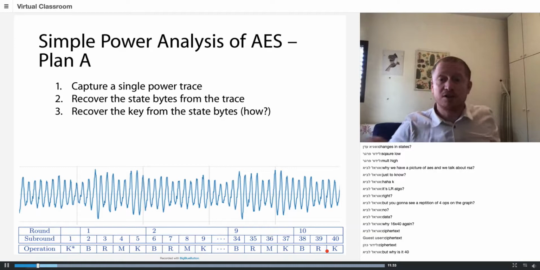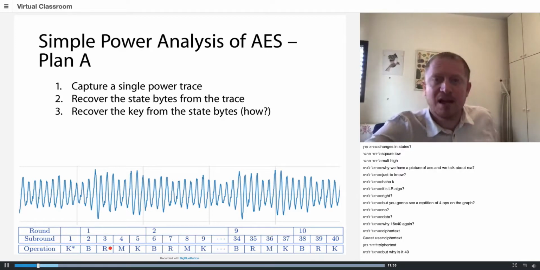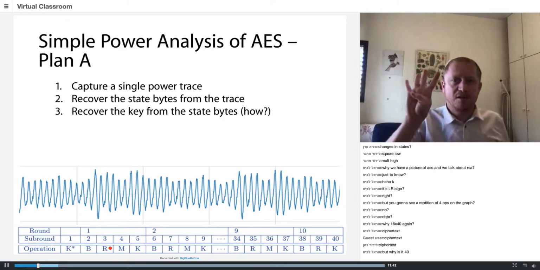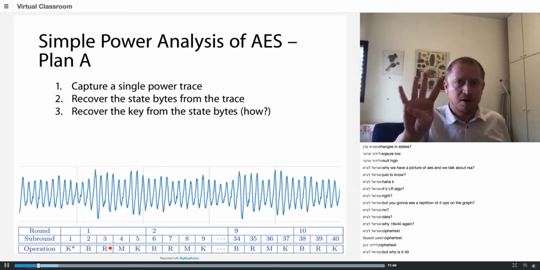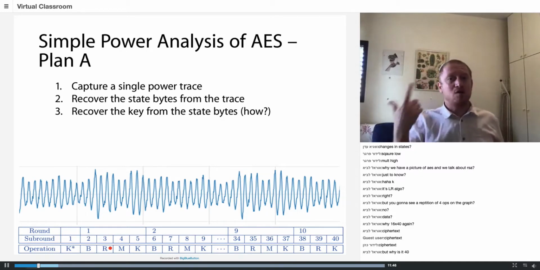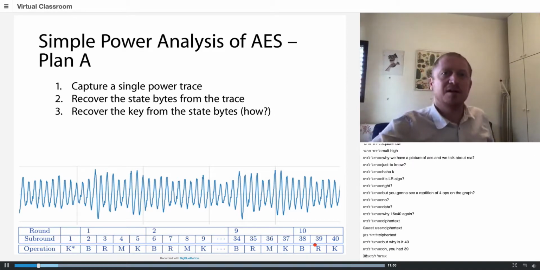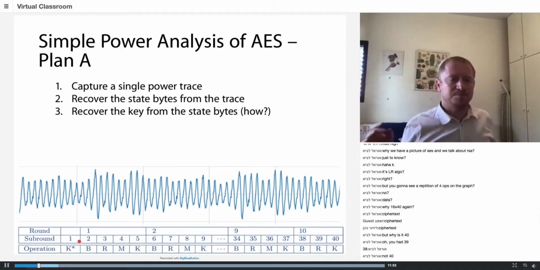Why is it 40? Just count these fellows, okay? Just count. I had to implement this several times. You do 40 fundamental operations. Each round has 4 operations, and you have 10 rounds. And the last round doesn't have mixed columns because reasons. And there's an extra key mixing in the beginning.